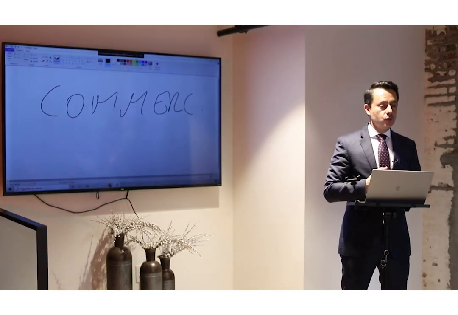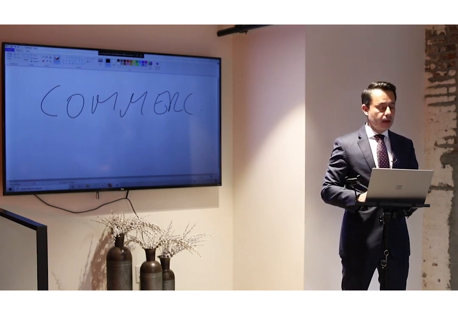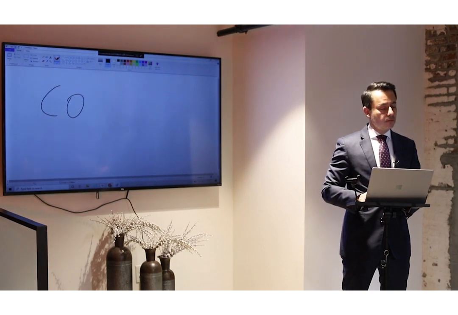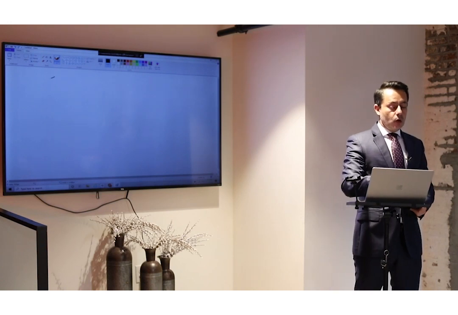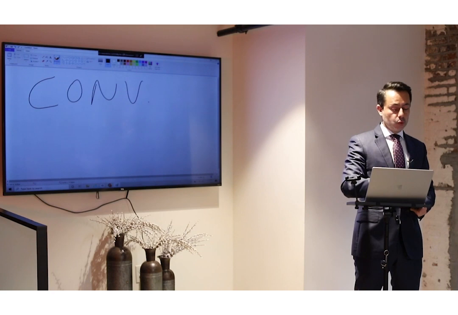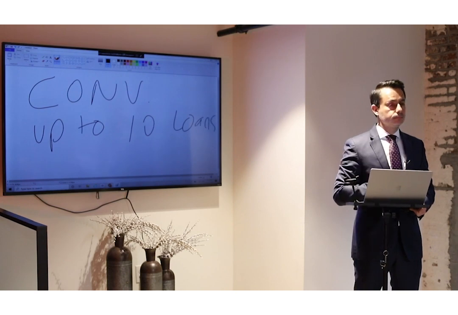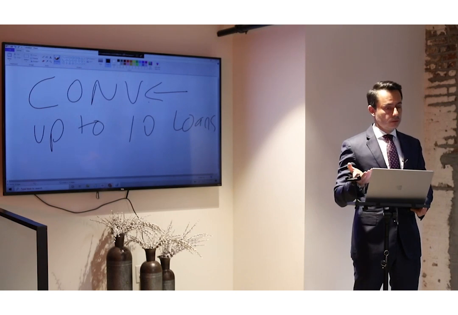Commercial lending applies to properties that are being bought by an investor. Now, that doesn't mean that an investor cannot get a conventional loan, and I'm going to tell you the difference. An investor using a conventional loan can have up to 10 loans in the conventional way, or conventional loans.